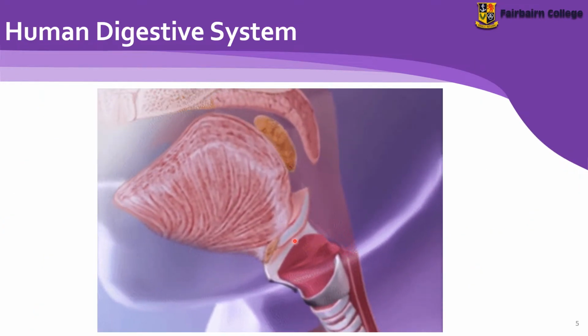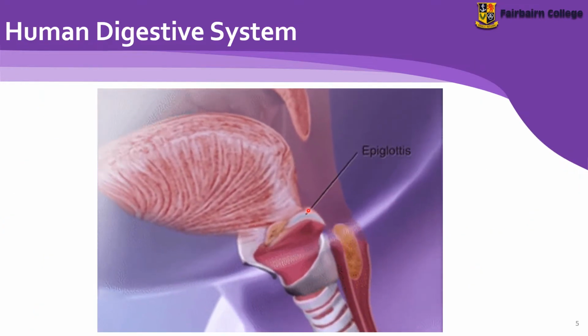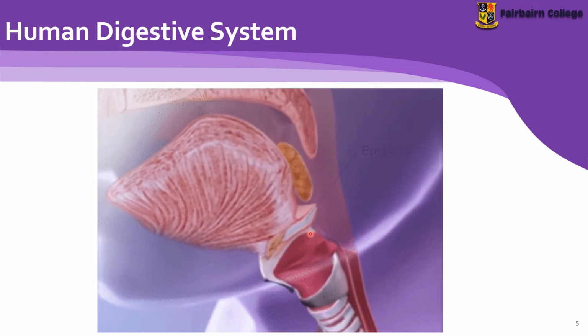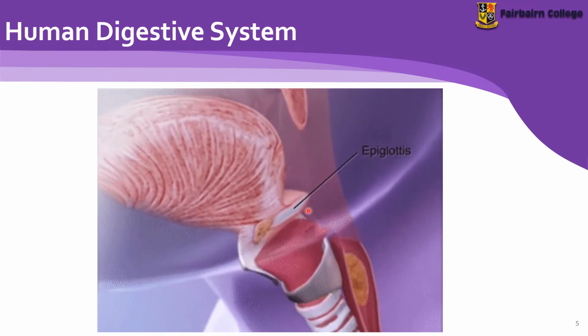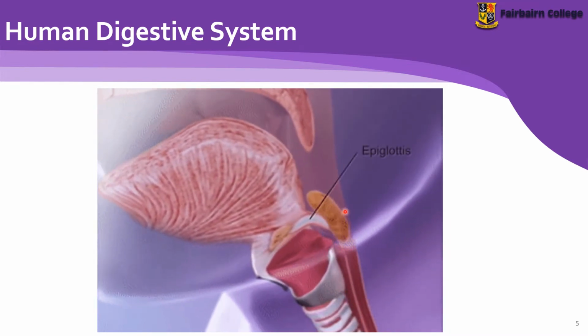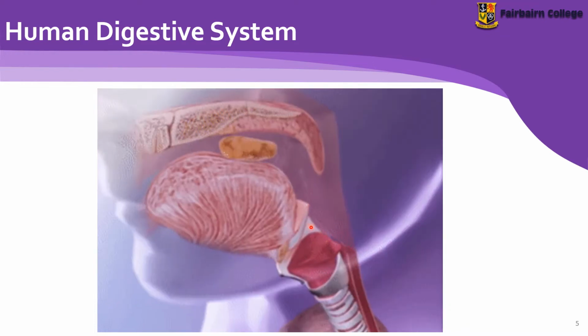Over here you can see an animation of the functioning of the epiglottis. So you can see the epiglottis there is the cartilaginous flap, and during swallowing it closes the trachea to prevent the food from entering the trachea and guides it down into the esophagus.